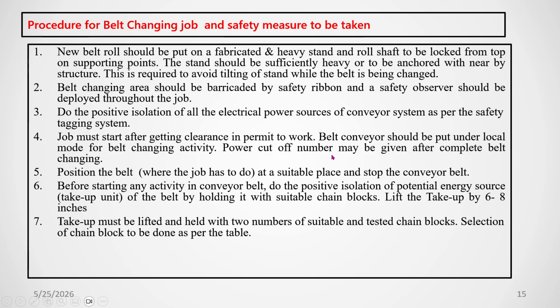Power cut, complete belt cleaning and positioning. Then you have to position the belt at a suitable place and stop the conveyor. Before that, you have to position. If it is in vertical condition, you cannot make any joint. So you have to bring the two joint positions, where you are going to do the vulcanizing job, end joint, in horizontal condition. So first of all, you have to bring the place where you are going to make the joint.